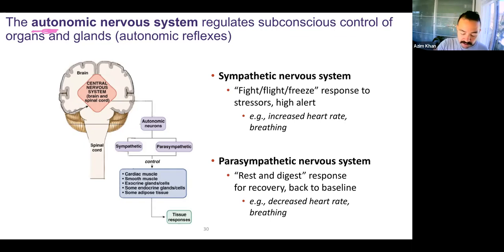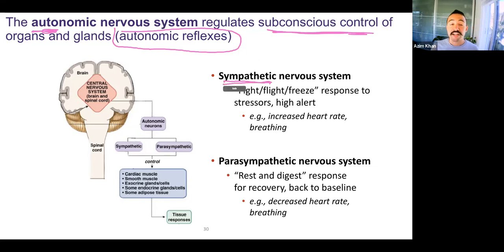So there's some subconscious control of your organs and glands. The term for this automatic response is an autonomic reflex. Our autonomic nervous system can be divided into 2 branches. So there's even more division here. We can divide our autonomic neurons into 2 branches. There's the sympathetic nervous system.